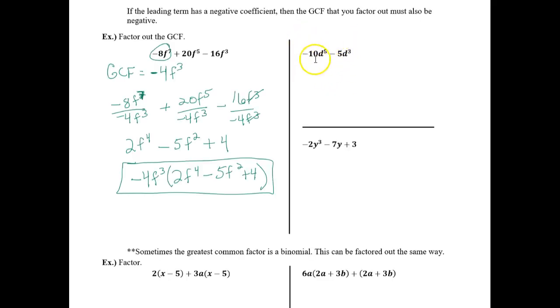Alright, I am looking to factor out the GCF. I notice that this term has degree 5, this term has degree 3. The leading term, degree 5 here being the highest one, has a negative coefficient. So I'm going to remember to take out a negative with my GCF. So negative, and then I know 5 divides into both 5 and 10, so that's the greatest common factor of the coefficients. And d cubed, that is the smallest exponent that will divide into both.